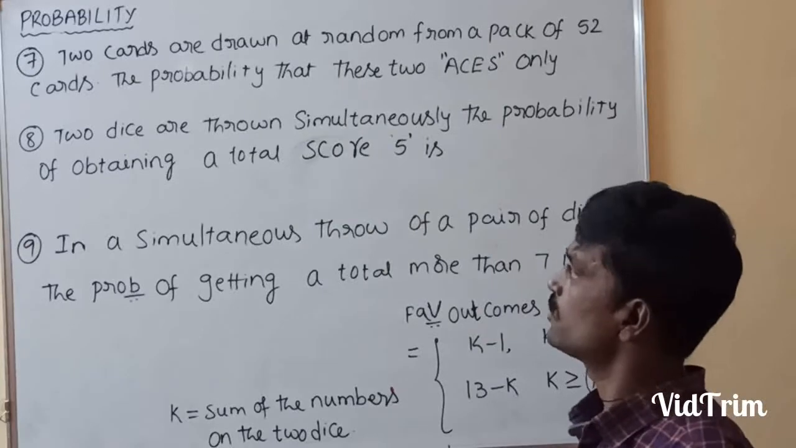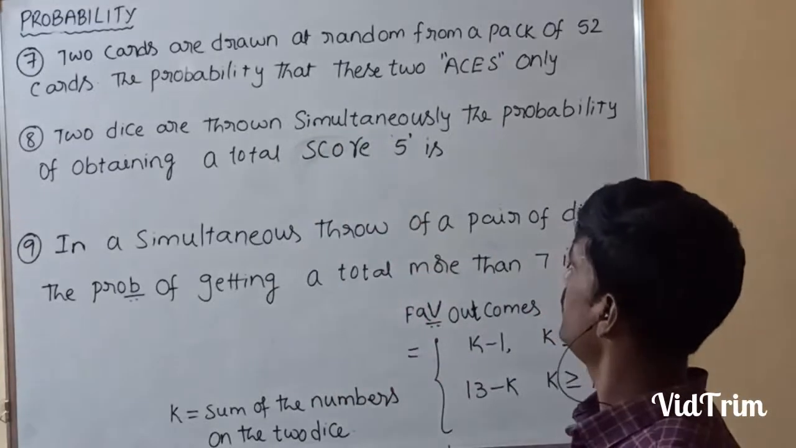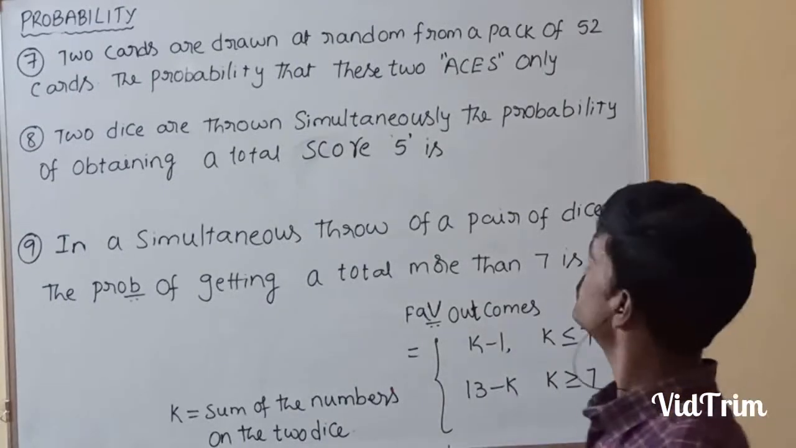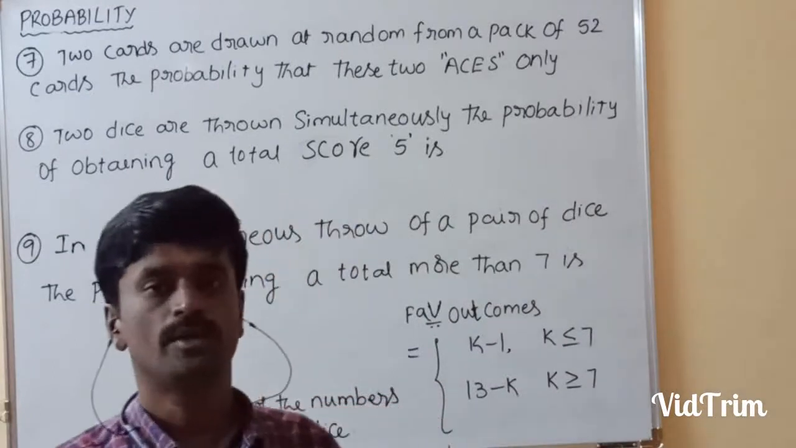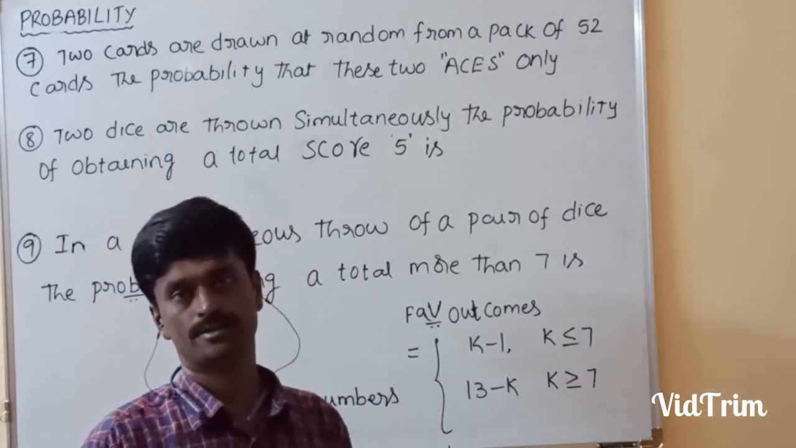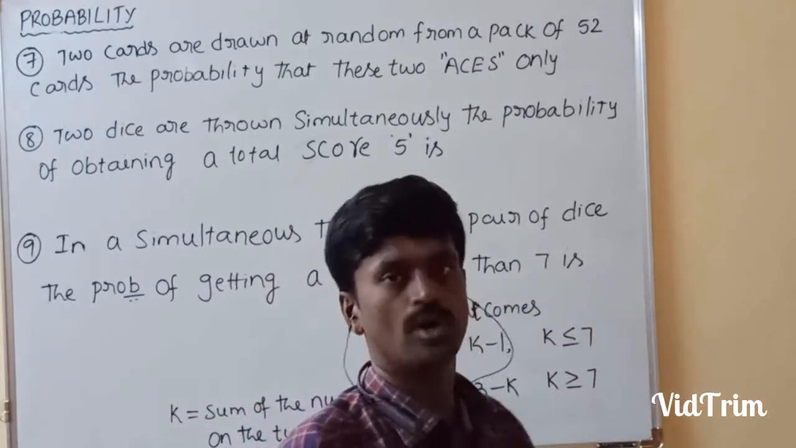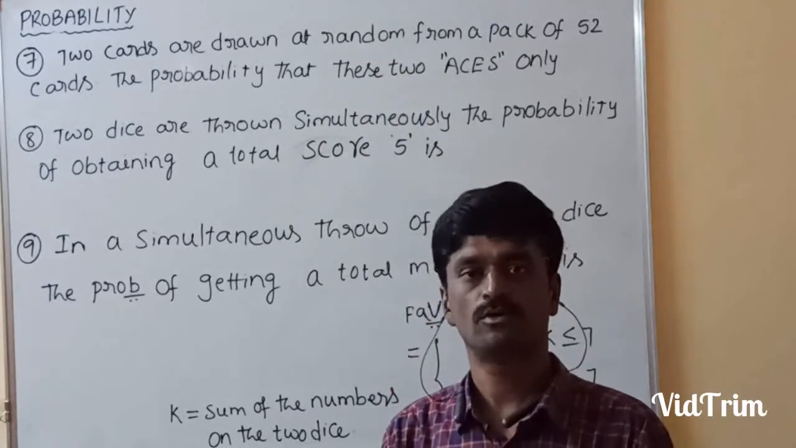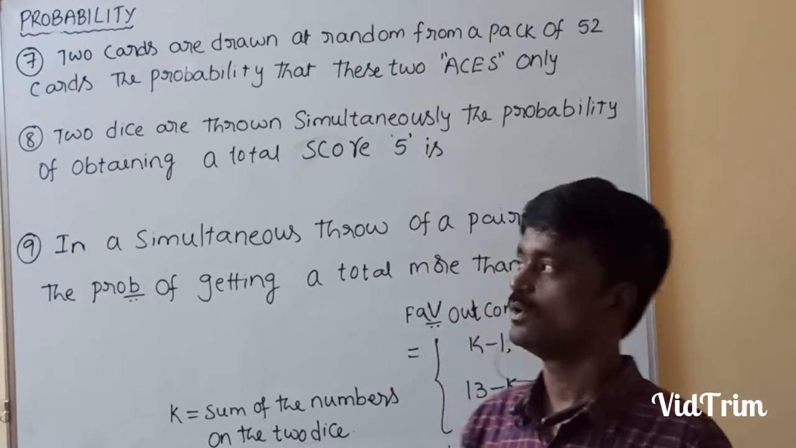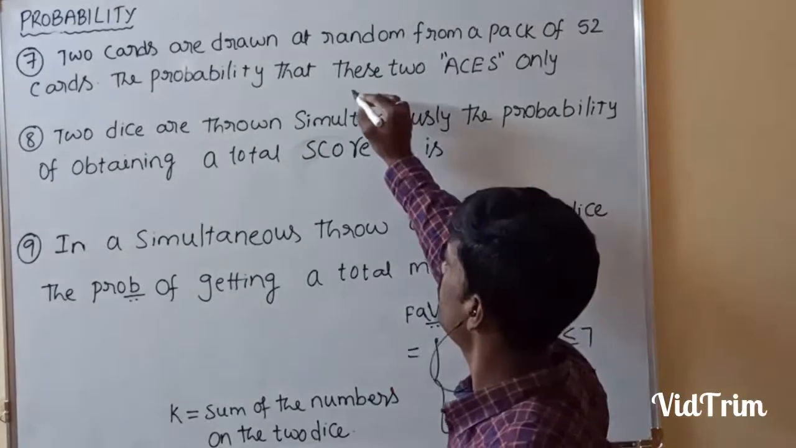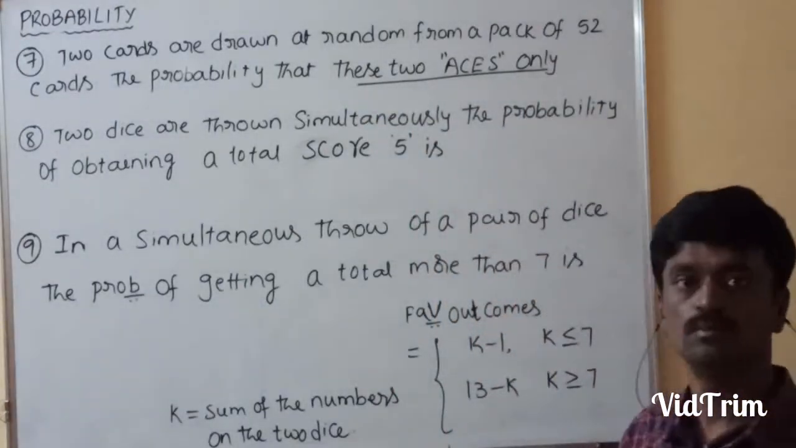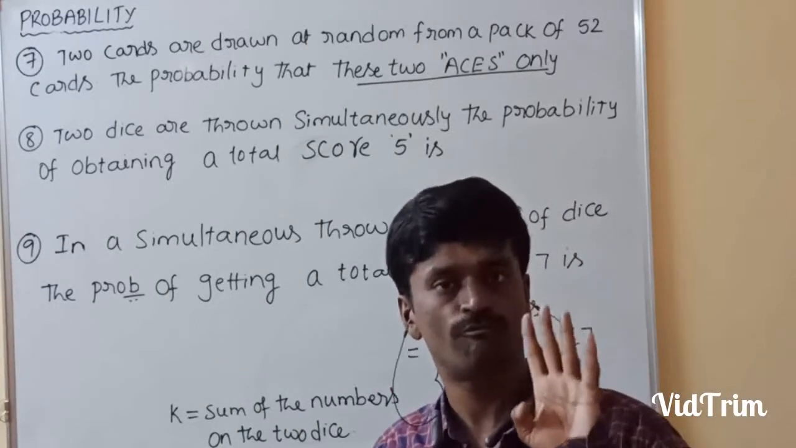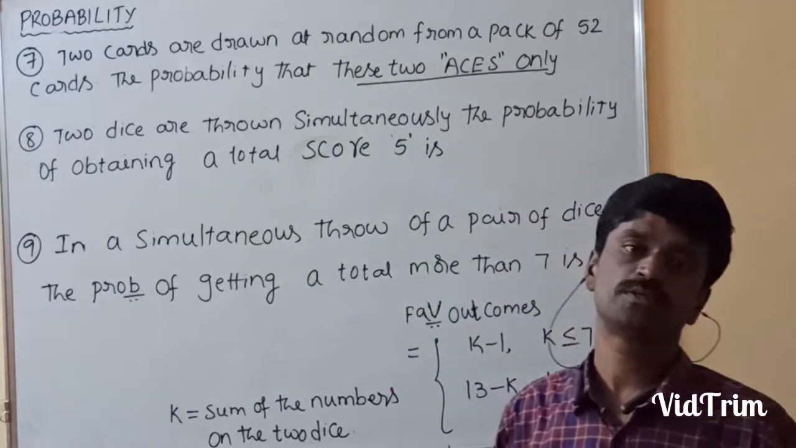So first question: two cards are drawn at random from a pack of 52 playing cards. What is the probability that these two are aces only? That means both cards are ace cards. Okay, so a total of 52 cards are there. Among those, how many cards are ace cards? 4 cards only, no? Okay. So according to the question, we have to find the probability that both drawn cards must be ace cards. But the available ace cards are how many? 4.